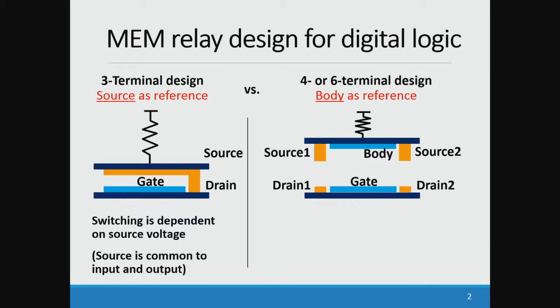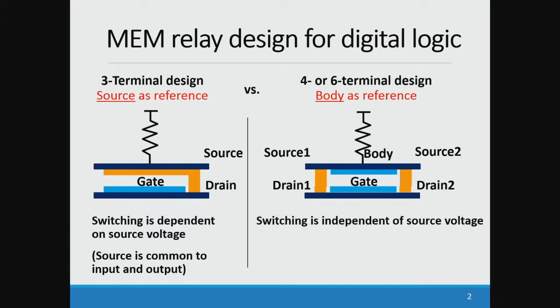Other designs use not the source anymore, but the body as a reference. In that case, when the voltage is applied between the body and the gate electrode, the relay is actuated, and then we have the contact between the source and the drain. Depending on whether you have 1 or 2 sets of source and drain, your design is a 4 or 6 terminal design. One of the main advantages of this design is that the switching is totally independent of the source voltage, because the actuation voltage is applied between the gate and the body.